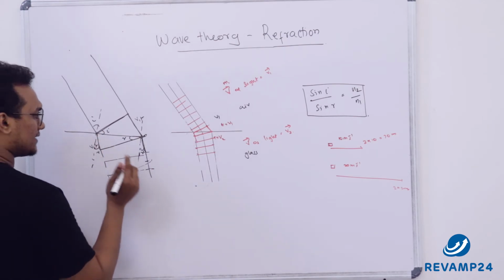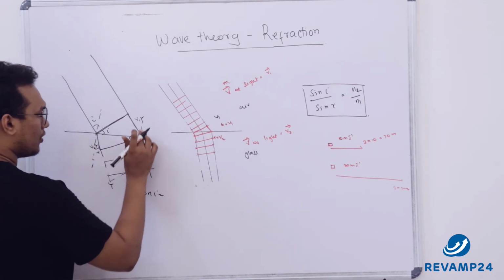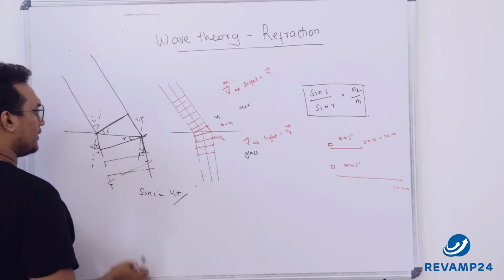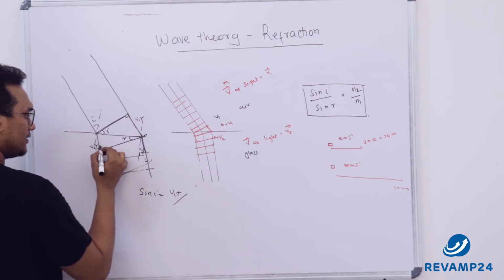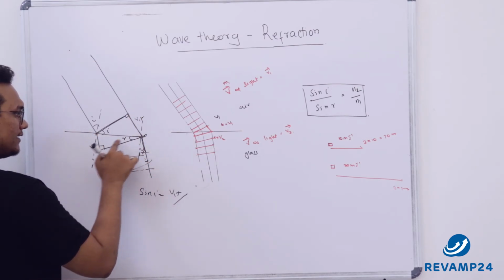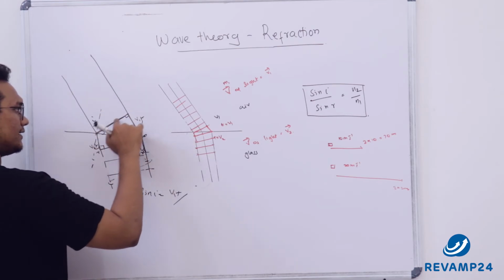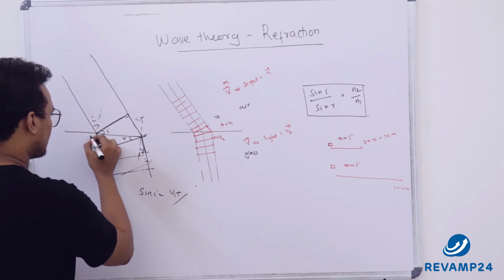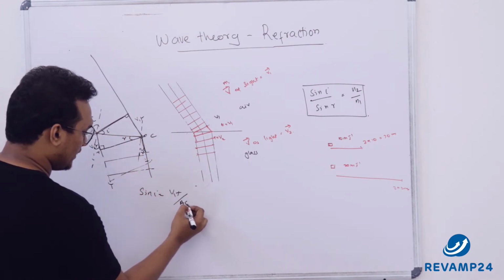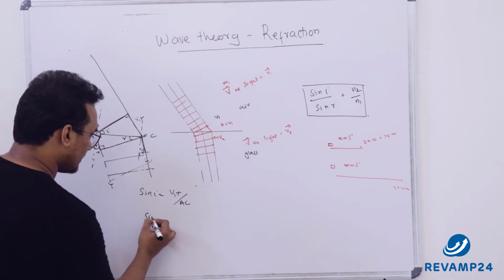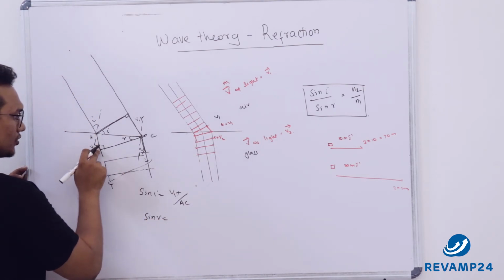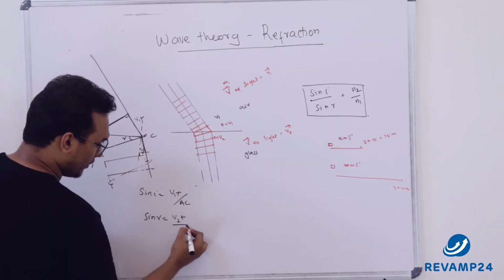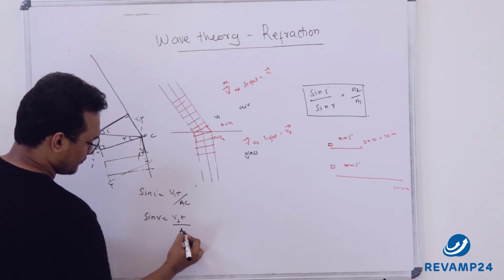Now from here, what is sin I? Sin I is equal to opposite, V1t, divided by hypotenuse. This is 90 degree, this is 90 degree, because the ray makes 90 degree with the wavefront. So V1t divided by hypotenuse. Let's say AC is the hypotenuse, so V1t divided by AC. Now what is sin R? Sin R is equal to opposite. What is this length? V2t. V2t divided by hypotenuse AC.